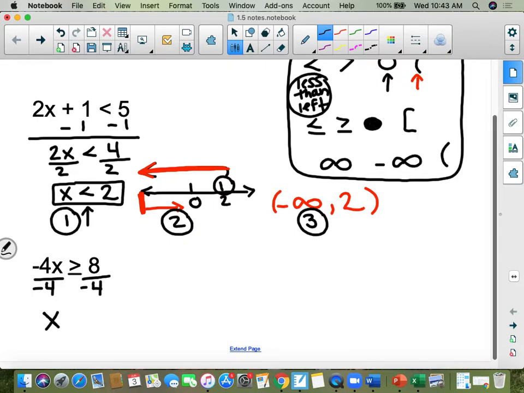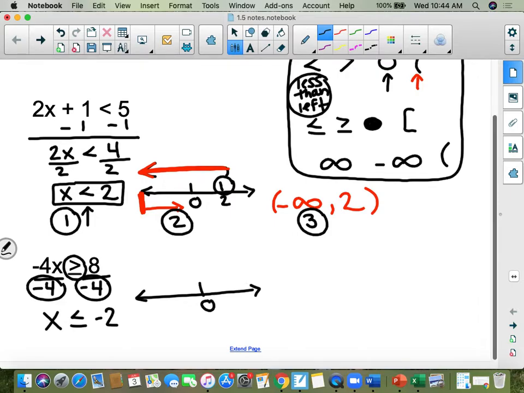So x is, reminder that I divided by a negative number, and since I divided by a negative number, I have to switch my sign to less than or equal to a negative 2. 8 divided by a negative 4 is a negative 2. Do you notice that my sign changed? Okay, now I'm going to make a number line.